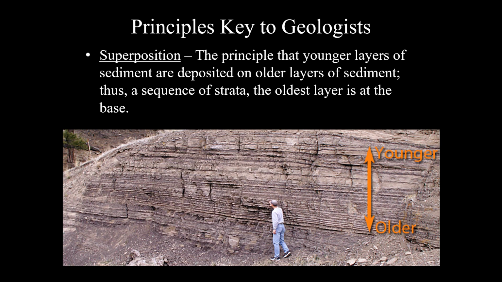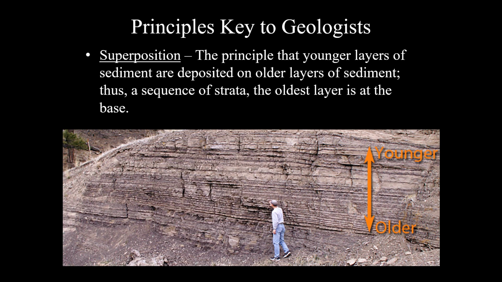Another key concept is superposition. Superposition is the principle that the youngest layers are deposited on top of older layers. So in an image like the one you're looking at, the older material will be at the bottom and the younger material at the top. We don't know of a good mechanism where nature could open up this pile of sediments like a deck of playing cards and slide a new card, a new layer of sediment, in between. There's no physical process that we can identify that could do that.